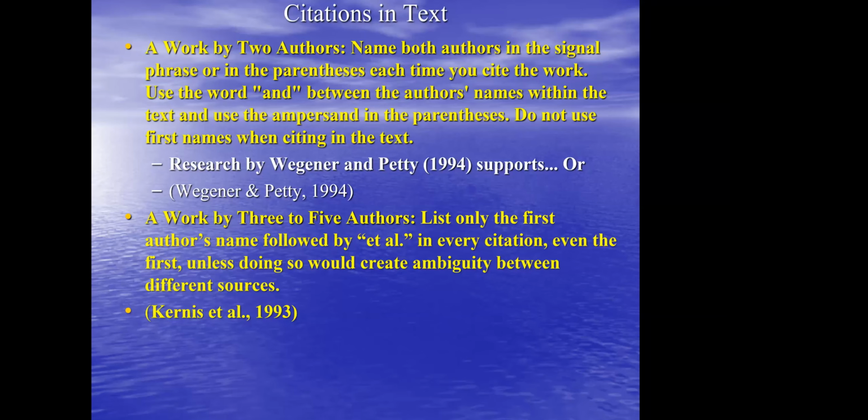So the difference is, you put just the date when you use the author's name in the sentence, and you put the authors' names and the date when you just talk about the research but don't use their name in the sentence. Okay, then in the current 7th edition of APA, it used to be more, but now if you have 3 to 5 authors, you only have to put the first author's name and et al., and then the date.